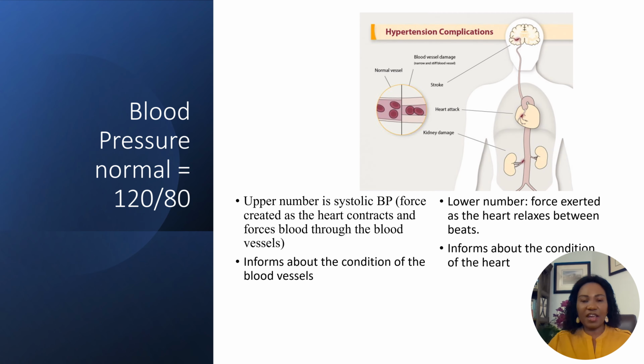Okay, all right, so I brought in that image again to make things clear. The upper number, or the upper normal number, 120, is known as the systolic blood pressure. This represents the force that is created as the heart contracts and pumps blood out of the heart into the blood vessels. And you can look at this. This is the beginning of that giant great vessel called the aorta.